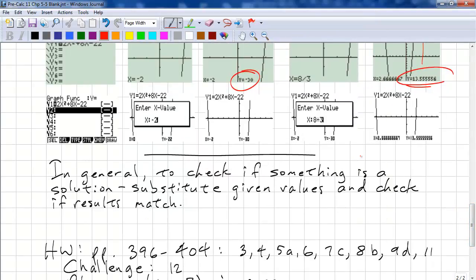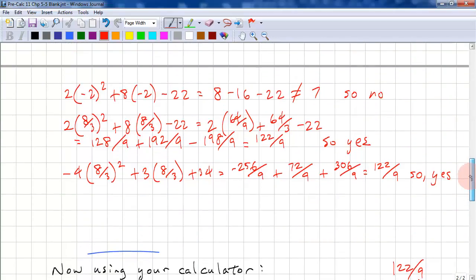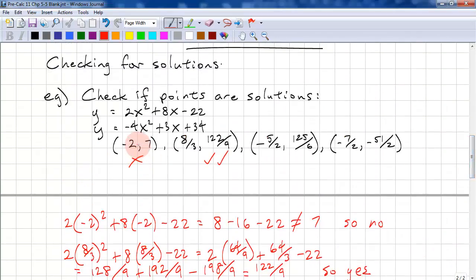So in general, to check if something is a solution, substitute the given values and check the results for a match. You have to check both equations. However, if it's not true on the first one, you don't have to check the second one. If it's true on the first one, it doesn't mean it's necessarily true on the second one, so you have to verify both equations. And that completes this lesson.